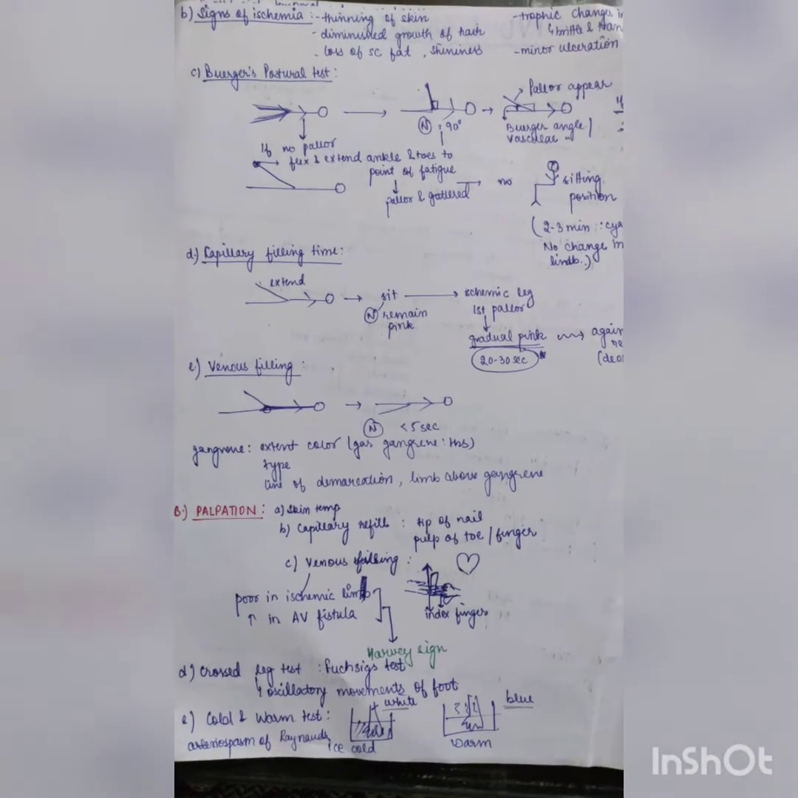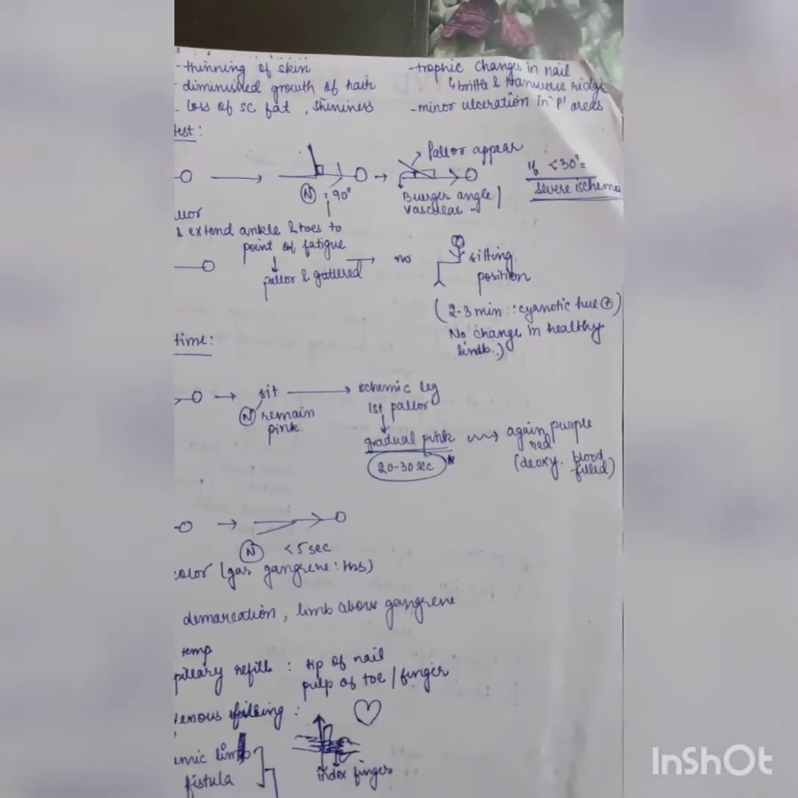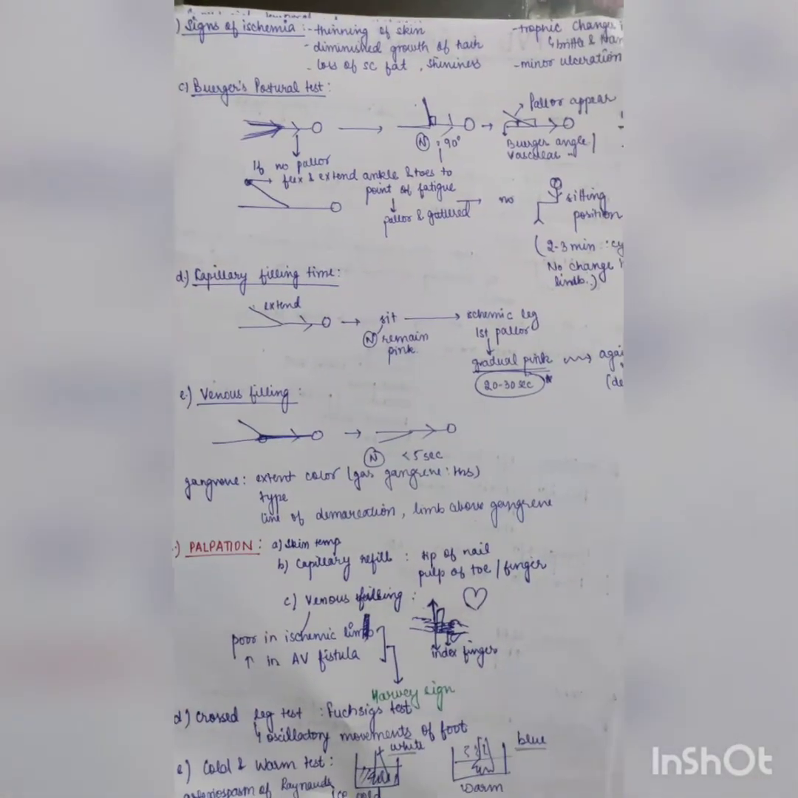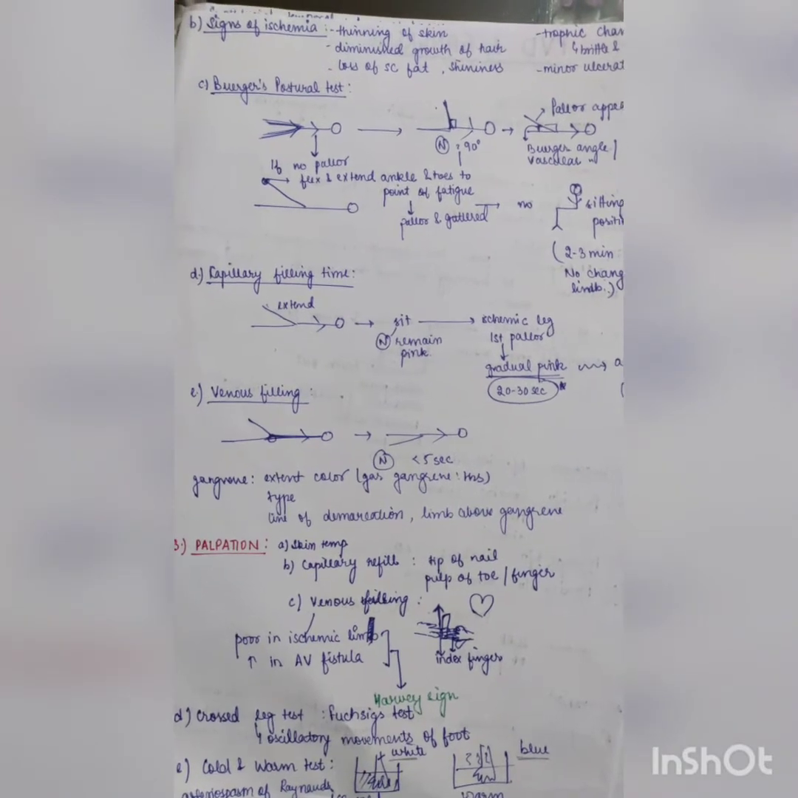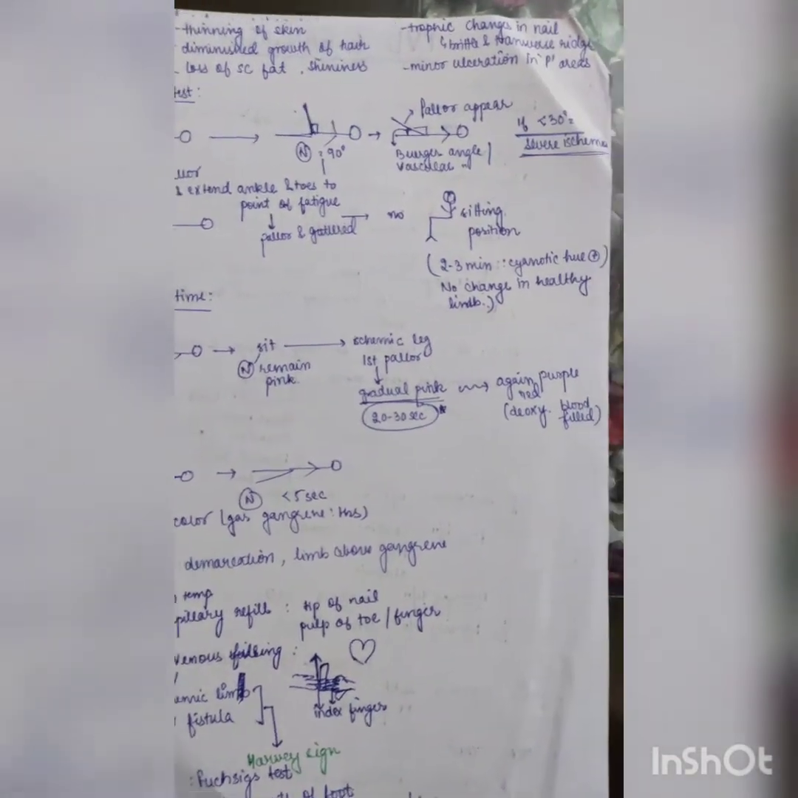Then the signs of ischemia, whether there is thinning of skin, diminished growth of hair, trophic changes in nail or minor ulcerations in pressure areas. Then we have various tests. First, on inspection, we do the Buerger's postural test. From this, we find the Buerger's angle. If it is less than 30 degrees, then there is severe ischemia.